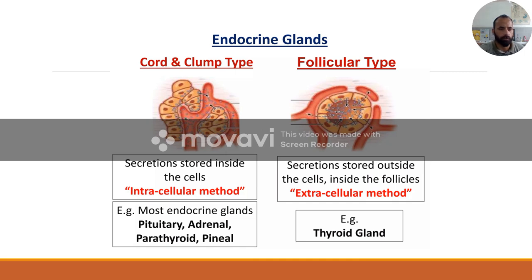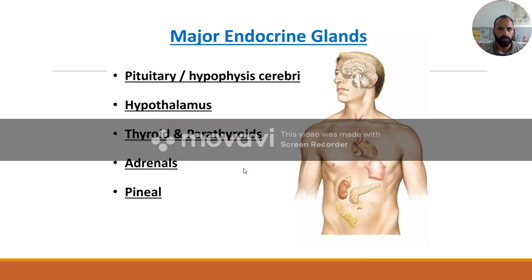The best examples of cord and clump type are many endocrine glands: pituitary, adrenal, parathyroid, and pineal glands. While for the follicular type, the best example in the body is the thyroid gland. And as I told you, in the follicular type you have the extracellular method of secretion, while in the cord and clump type you have the intracellular method of secretion.